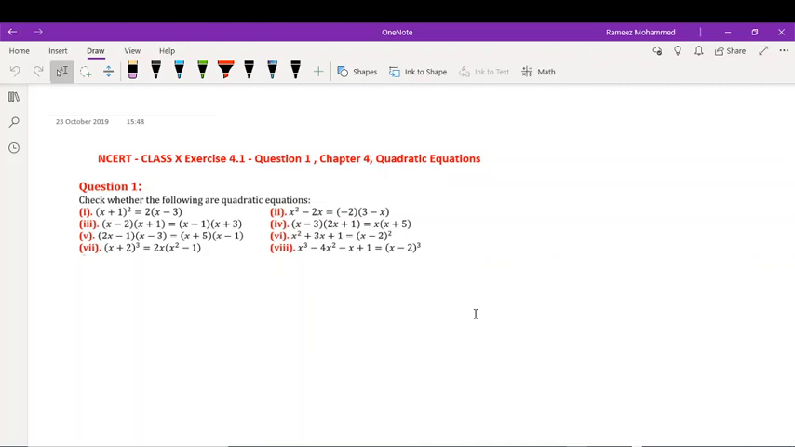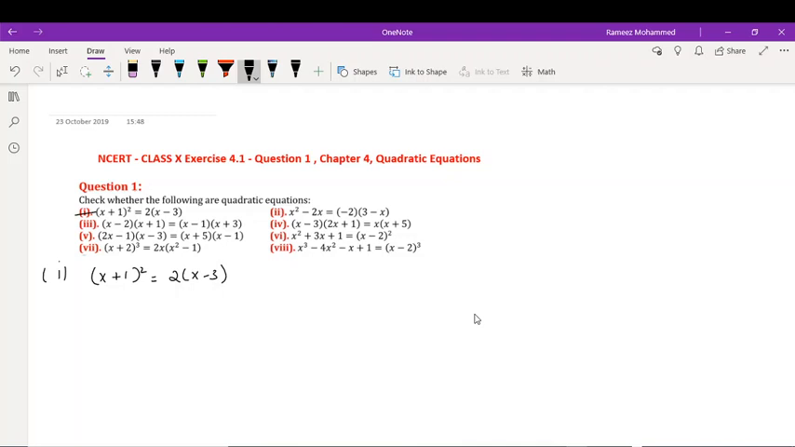It's very useful. We will see how to check whether a given equation is a quadratic equation or not, and this is the very first level of basic understanding of quadratic equations. So let's start with the very first problem, that is this one. It is given that (x plus 1) whole square is equal to 2x minus 3. What he's asking is whether this equation is in the form of a quadratic equation or not.